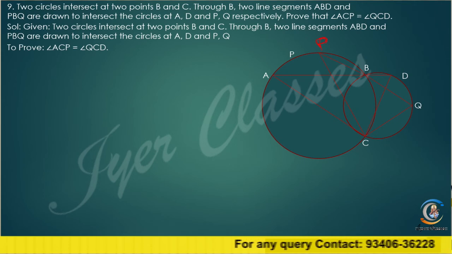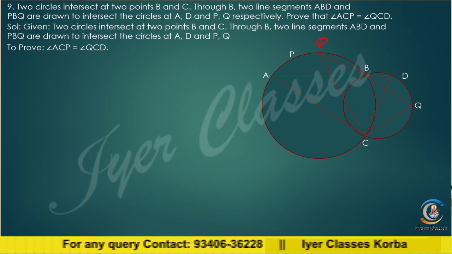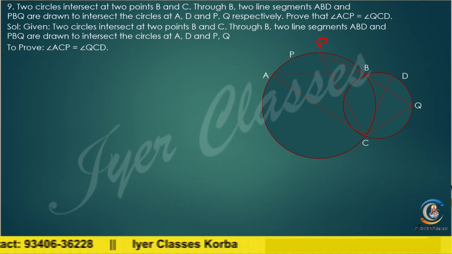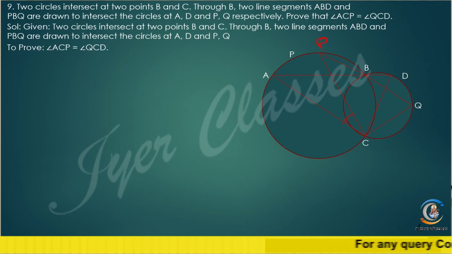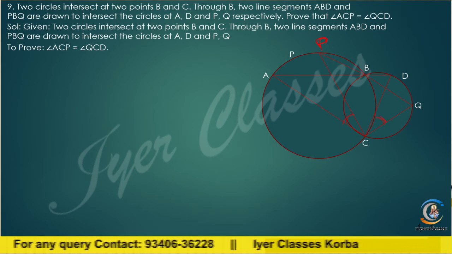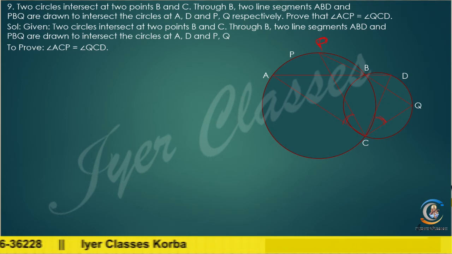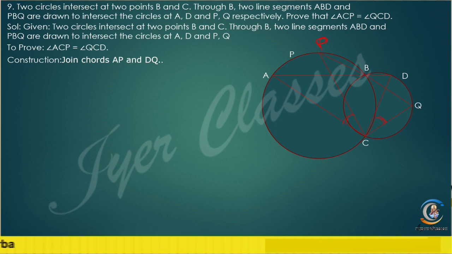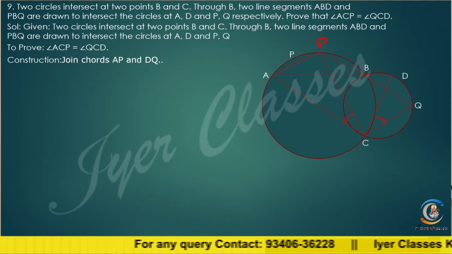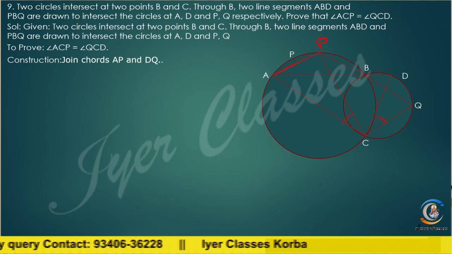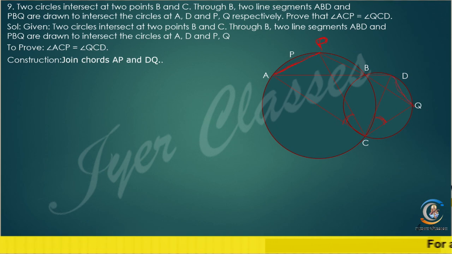Now you are supposed to prove that angle ACP, that is A, C and P, this is the angle, and angle QCD, Q, C and D, that is this angle, both are equal to each other. How do we do it? For this, we'll make a small construction. We have to draw the chord AP, this is the chord AP, and another chord, that is DQ. These two are the chords which we are going to draw, right?